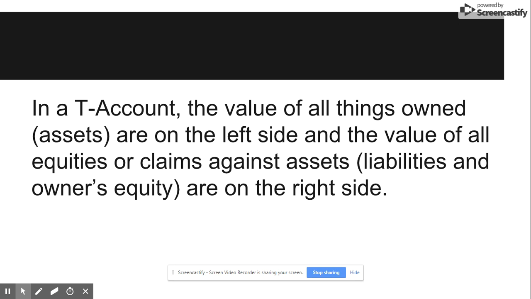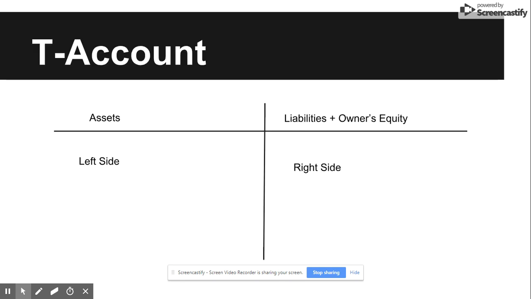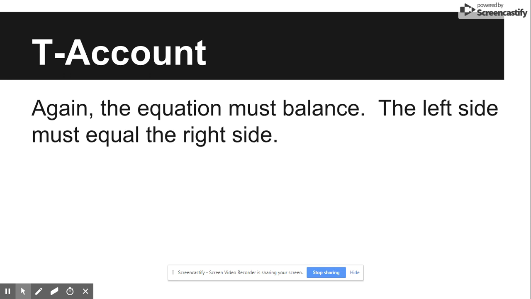In a T account, the value of all things owned, your assets, tend to be on the left side, and then the value of all your equities or claims against assets, liabilities and owners' equities, are on the right side. If you look at this T account here, you have assets on the left side, liabilities and owners' equity on the right side. We are going to create T accounts for all the different types of accounts that we have talked about so far, and we are going to classify their debit and credit side, and which side is the normal balance for each type of account.